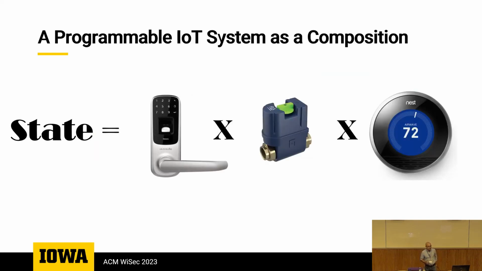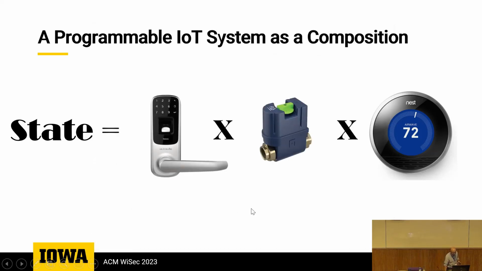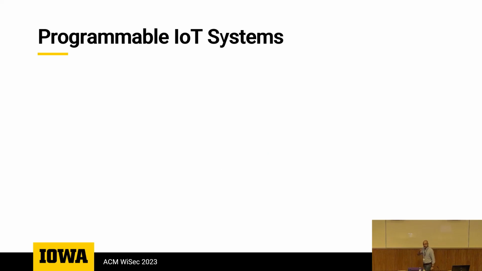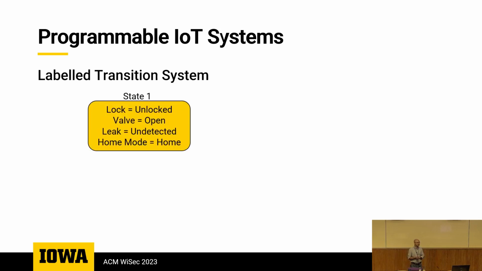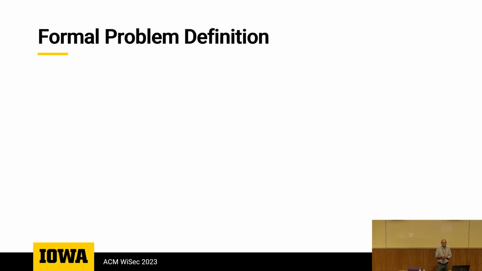Now, if you think about the whole system, your state is essentially a Cartesian product of all of the states of the devices, okay? Plus the environmental state. So if we look at a programmable IoT system, this Cartesian product can be looked at as a labeled transition system, where you have states corresponding to the different devices, and you can take actions to navigate between these states, okay? And some of these would be valid states, some of these are unsafe states, okay?